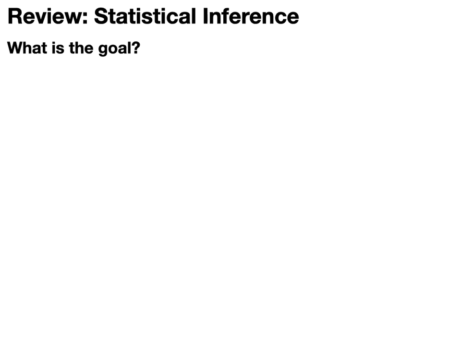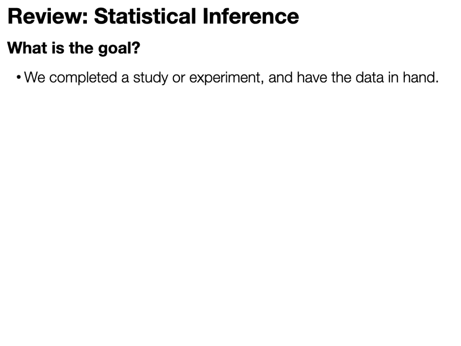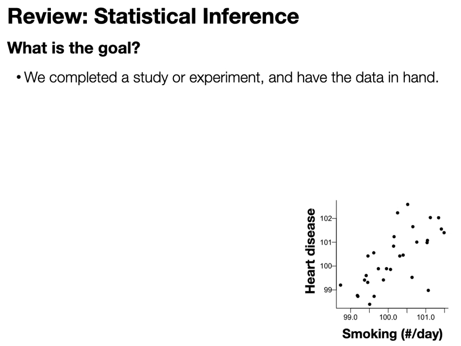So let's just go back and say, what's the whole point of what we're doing here when we're doing null hypothesis testing? So the point is that you've completed a study or experiment and you've got the data in hand. For example, maybe you're studying the relationship between heart disease and smoking, and maybe you obtain some data like this, where each data point on the scatter plot is a person in your study, and you've measured their heart disease, you've measured how much they smoke, and you want to know, do people who smoke more have more severe heart disease? These data are made up, of course, although there's lots of real data out there on this association.